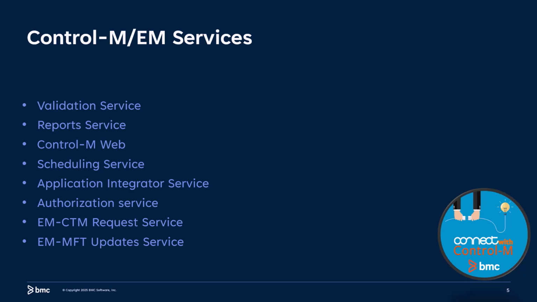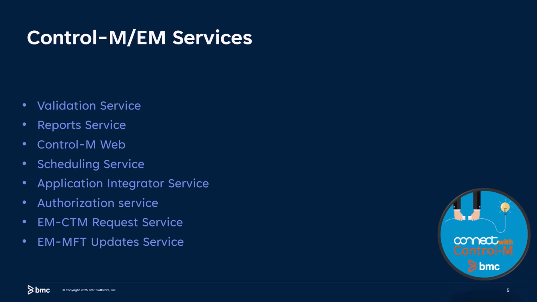Validation service. It provides job validation services to Control-M EM definition utilities. It's used with API commands, for example. Report service. It enables the Control-M reports. Control-M web. It enables the Control-M web application to function. Scheduling service. It calculates the dates that match the scheduling criteria of a job or smart folder.